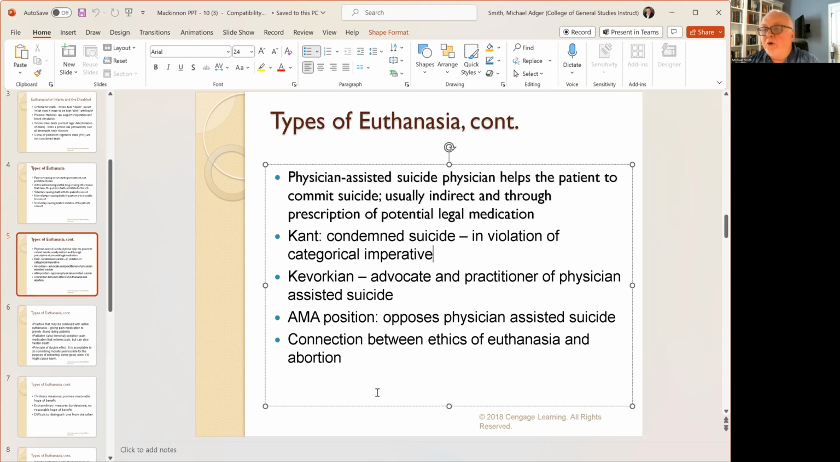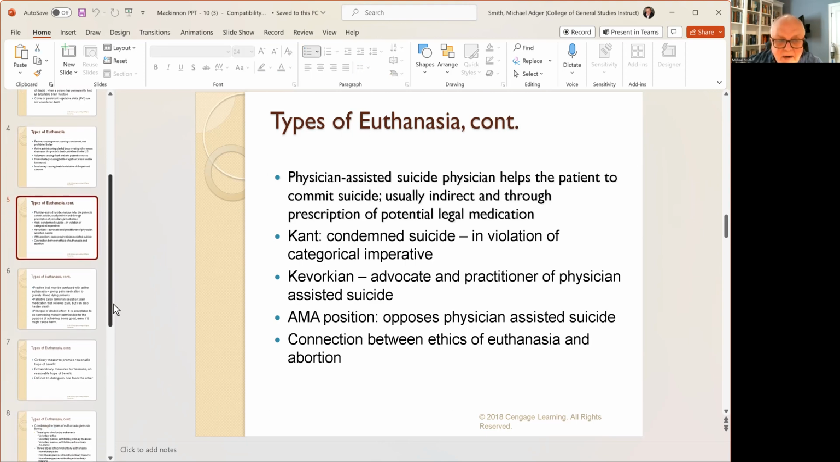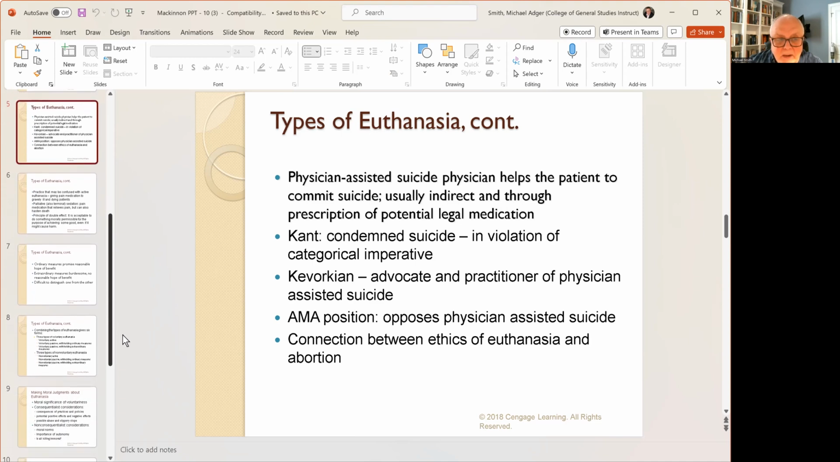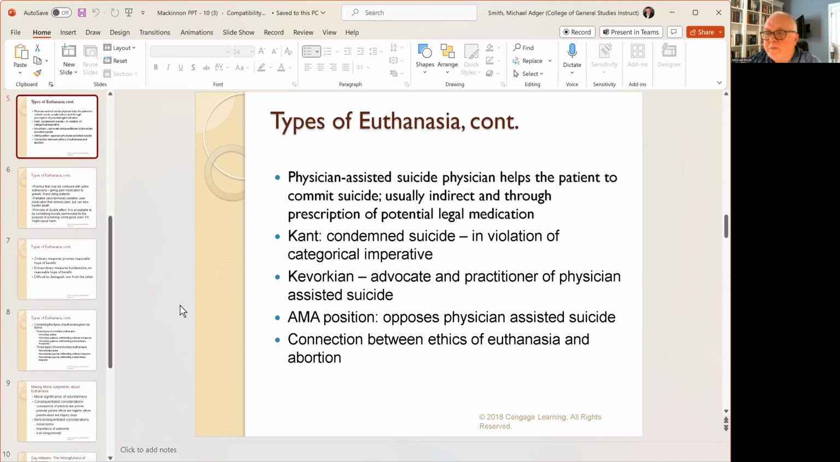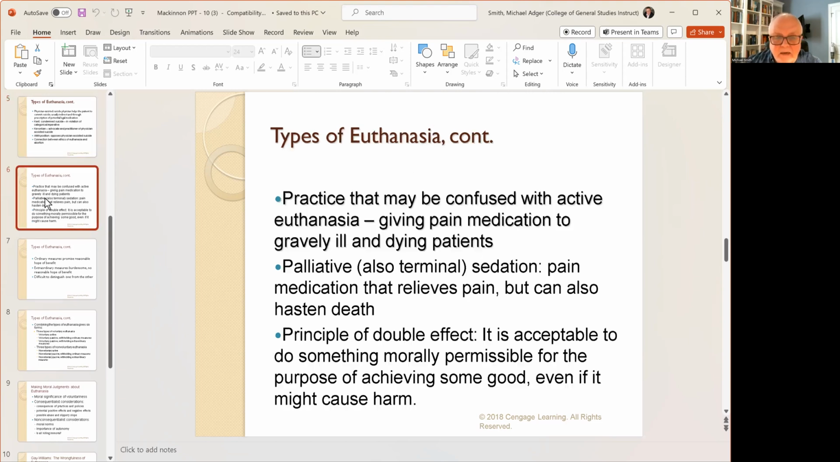We're going to talk about abortion next. There's a lot of connection between the ethics related to euthanasia and abortion and right to life, that kind of stuff that you hear a great deal about. And so when you decide on your ethical position on both of these, you're going to find some things that connect together.